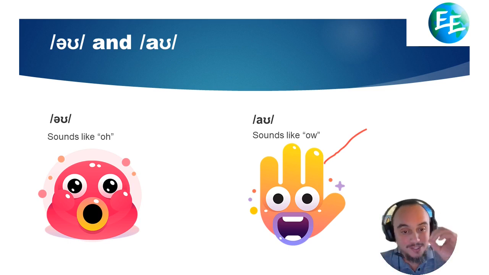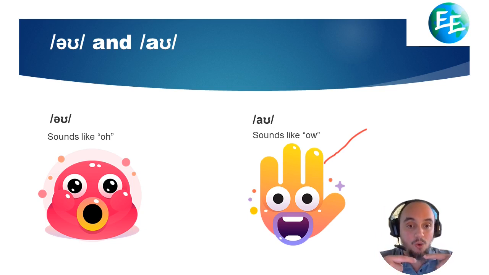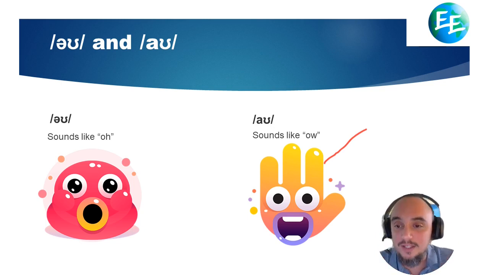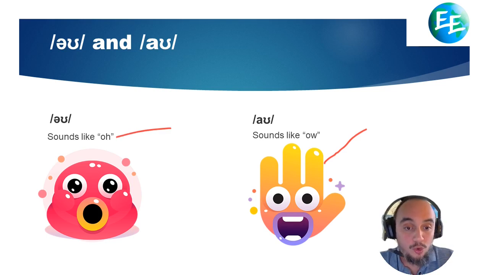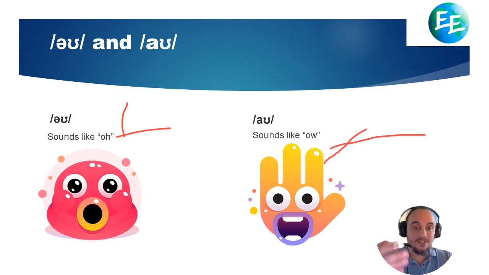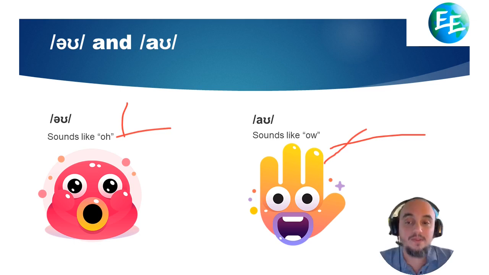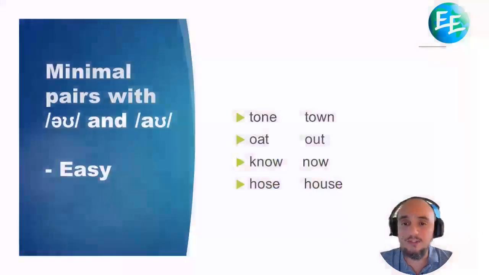Ow. And then you're closing it into a circle at the end. Ow. All right, so we have O, O, and ow. And we'll see how these sounds look in terms of spelling on specific words so that when you're reading, you know how to pronounce these words as well. But let's start practicing with the easy terms here.